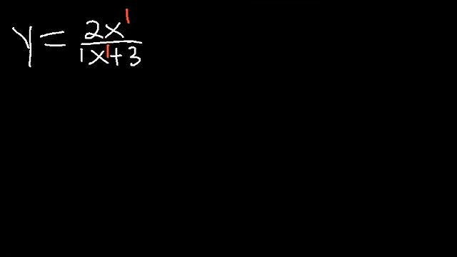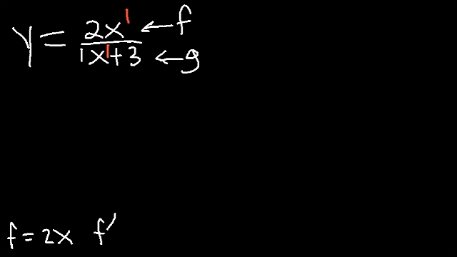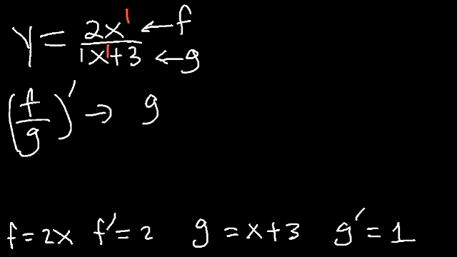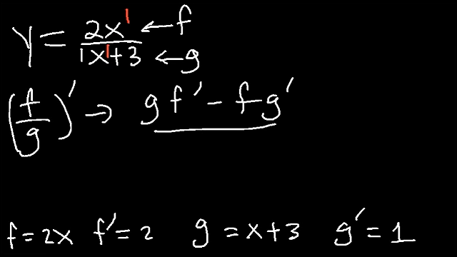To find the first derivative, we'll need to use the quotient rule. So let's say the top function is f and the bottom function is g. That means f is 2x, f prime is the derivative of 2x, that's 2, g is x plus 3, so g prime is the derivative of that. The derivative of x is 1 and the derivative of 3 is 0, so it's simply 1. Now according to the quotient rule, the derivative of f divided by g is g f prime minus f g prime divided by g squared.